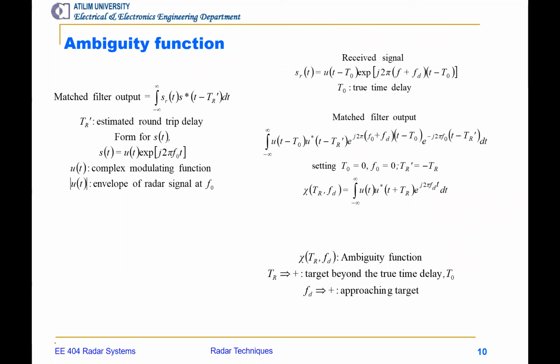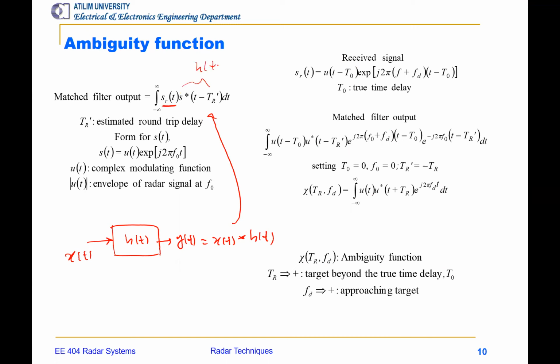What is the output of the matched filter? This is from the signals and systems course. If we get an x of t, the output y of t is going to be x of t convolved with h of t. So this is just the convolution of the received signal with h of t minus tau, which is convolution with integration. Here, TR prime is the estimated round trip delay, as we said earlier.